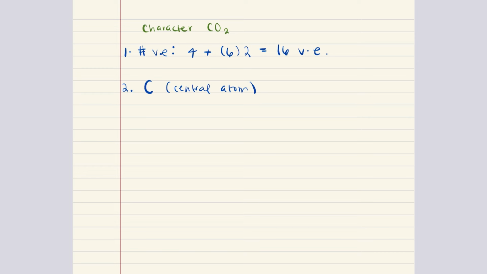Then we can move into step three. Now, there are three parts in step three. Part A is to connect the bonds. We figured out that carbon is our central atom, so it's going to be connected to both of the oxygens.